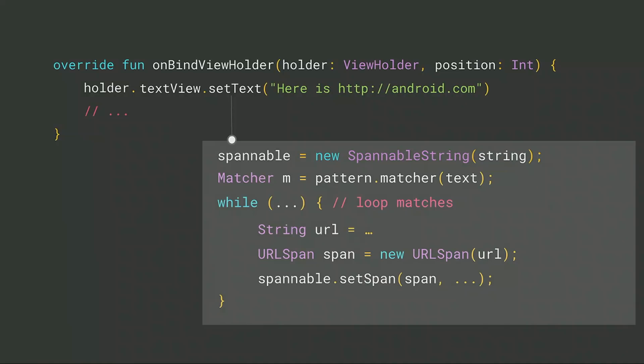If you do this inside onBindViewHolder, you're creating copies, and you're running that regular expression every time you're setting text, even if you're showing the same text in each item. So you have a little footer with a link. You're going to be recalculating that for each and every item.